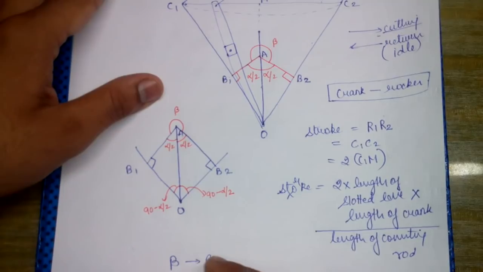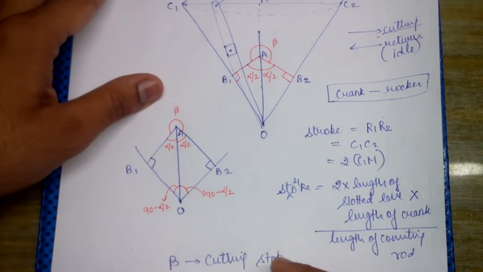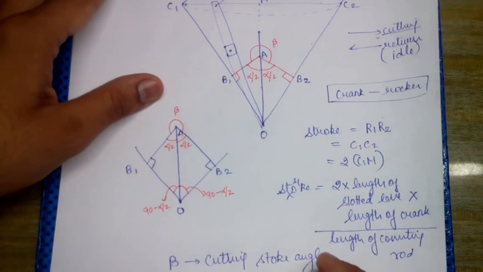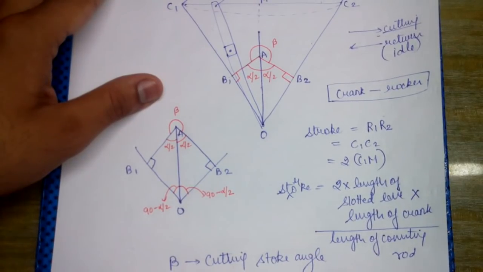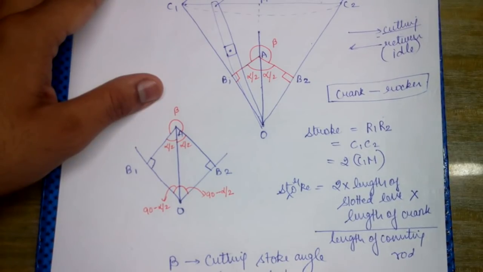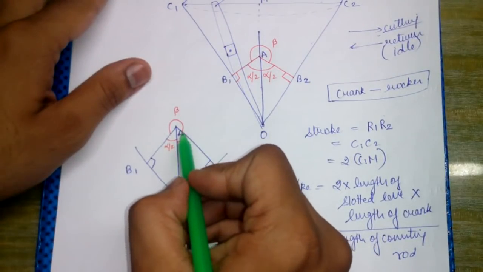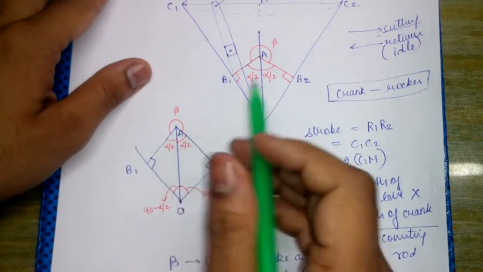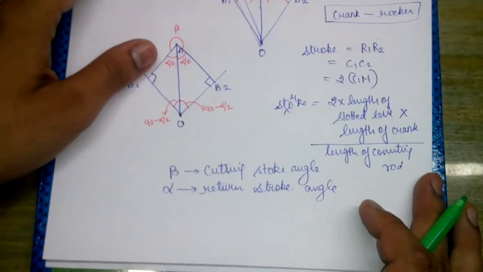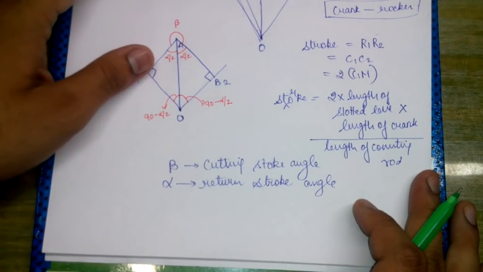Beta is called the cutting stroke angle, and alpha is called the return stroke angle. The cutting stroke takes a large amount of time, and therefore beta is greater. Alpha is the return stroke angle, and the return stroke is actually the idle stroke.